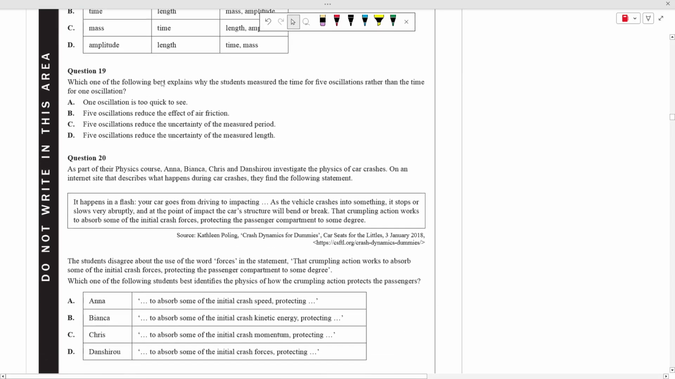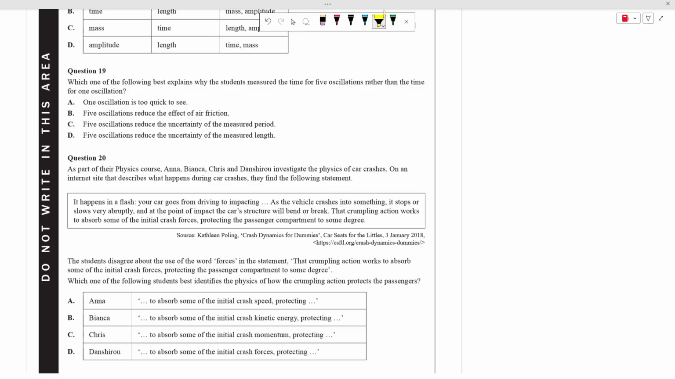Question 19. Which of the following best explains why the students measured the time for 5 oscillations rather than the time for 1 oscillation? Okay, best explains. 1 oscillation is too quick to see, maybe. 5 oscillations reduce the effect of air friction. Don't think that's true. If anything, it increased the effect of friction. 5 oscillations reduce the uncertainty of the measured period, or 5 oscillations reduce the uncertainty of the measured length. Well, D's wrong because oscillations have nothing to do with measuring the length. I'd go with option C.